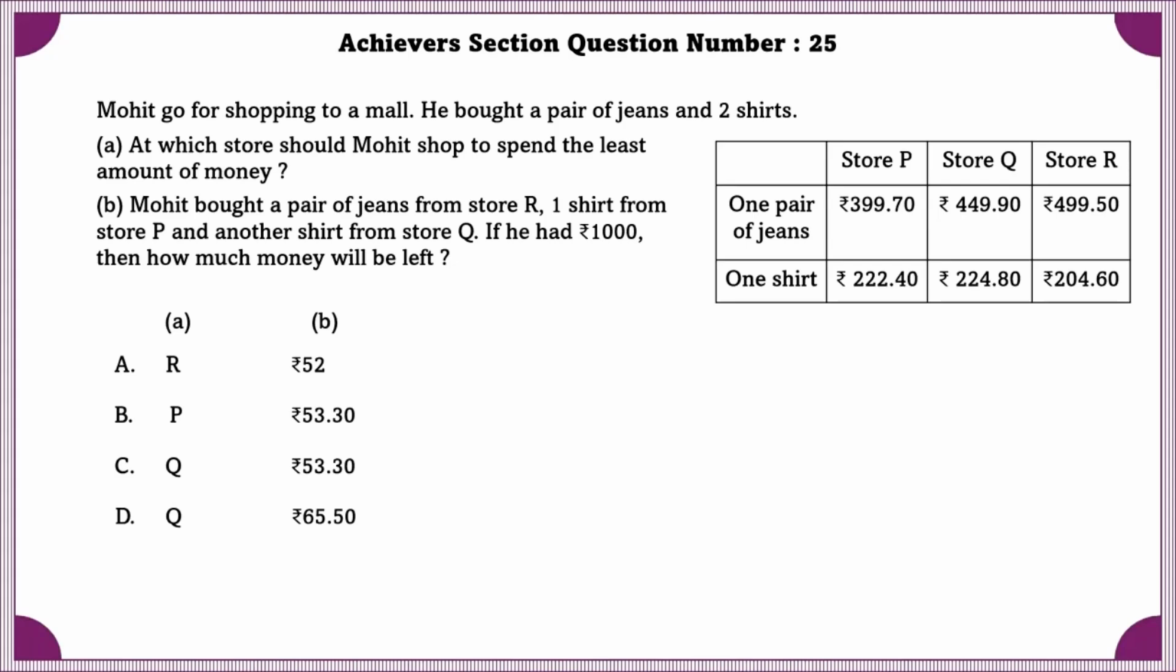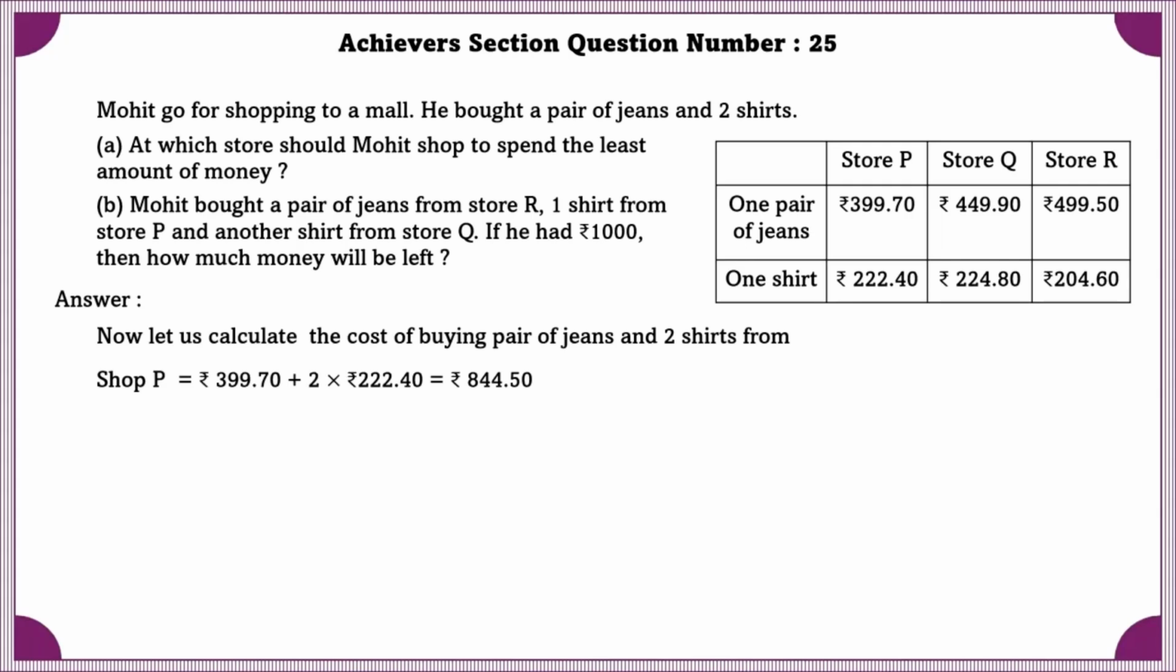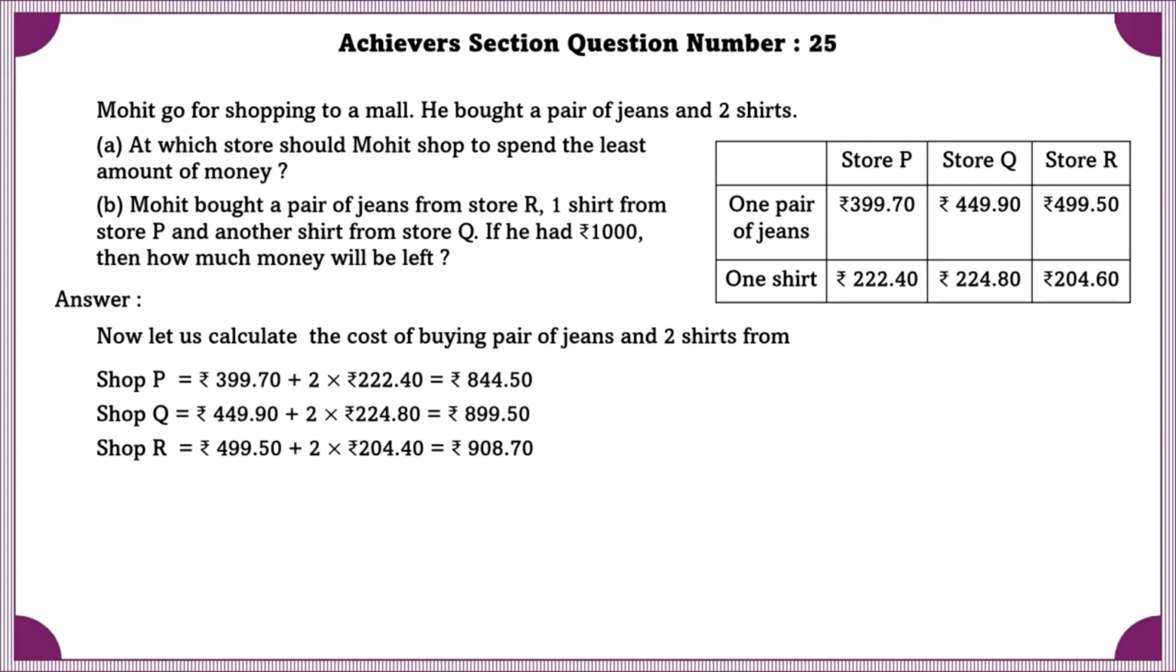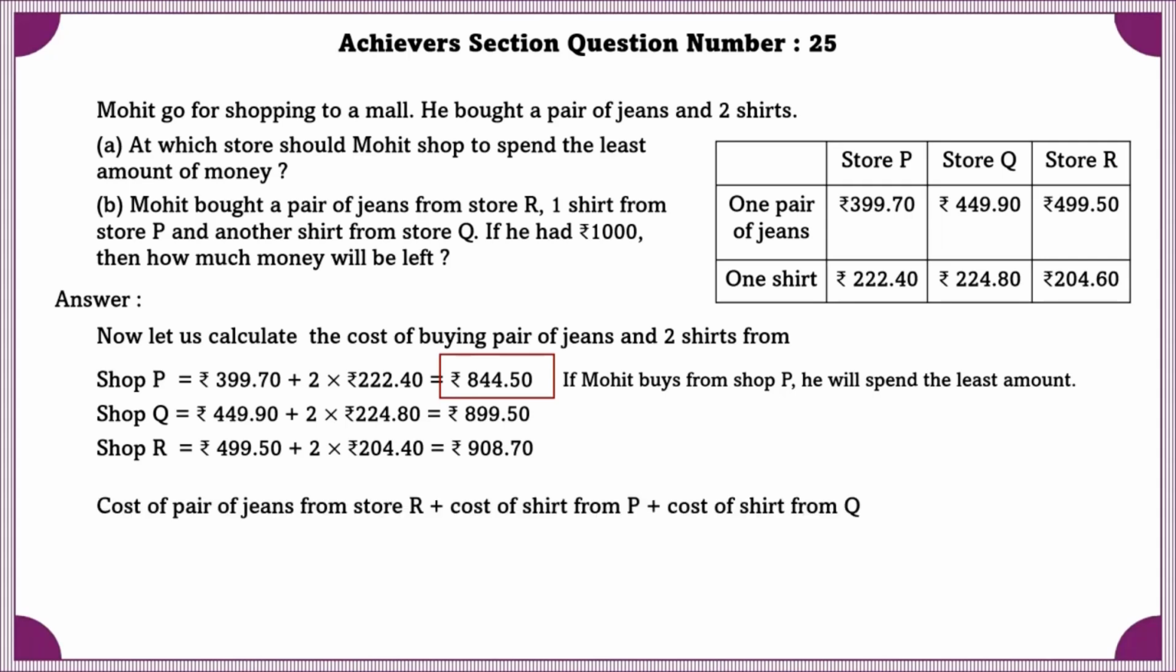Achiever section question number 25. Mohit goes for shopping to a mall. He bought a pair of jeans and 2 shirts. At which store should Mohit shop to spend the least amount of money? Now let us calculate the cost of buying a pair of jeans and 2 shirts from shop P, Q and R respectively. We can see that shop P is lesser. So if Mohit buys from shop P, he will spend the least amount.